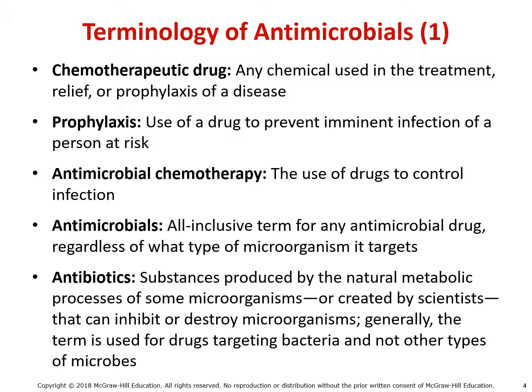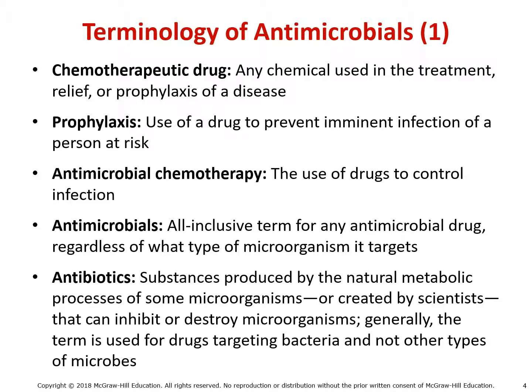One of the bigger things I want to point out is there's going to be a lot of terms here, so make sure to go through and look at the terms as we go throughout. Let's start off with chemotherapeutic drug, which is any chemical used in treatment or relief or prophylaxis of a disease. The idea is anything used to basically eliminate an infectious agent. Prophylaxis is the use of a drug to prevent imminent infection of a person at risk. This is imminent, so we can do this proactively to try to prevent that infection.